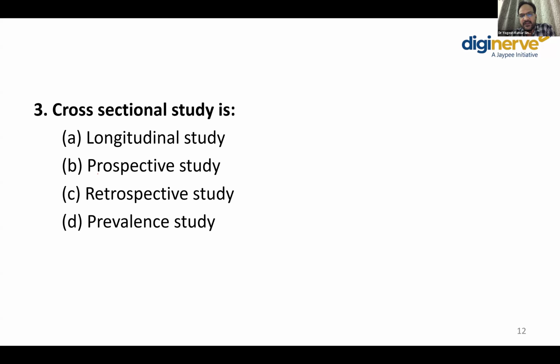So longitudinal studies run parallel like this. What is longitudinal? What is cross-sectional? This line is longitudinal. This is cross-section, perpendicular. So retrospective can be longitudinal, prospective can be longitudinal. In prevalence, we just find out the total number of cases at a particular point of time when we make a cross section. So the answer will be prevalence study.